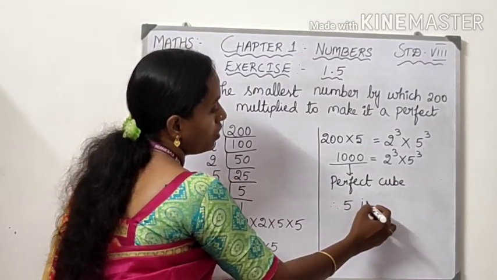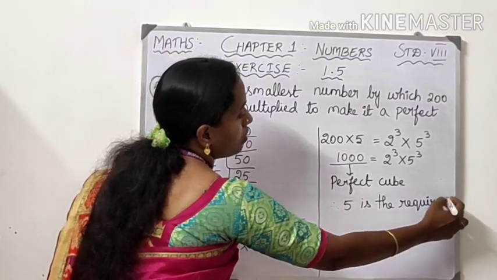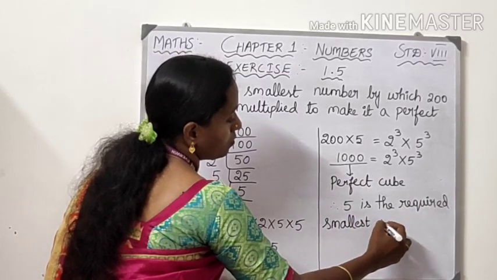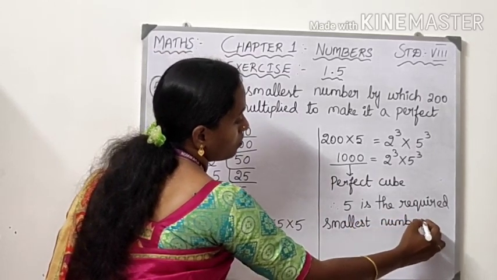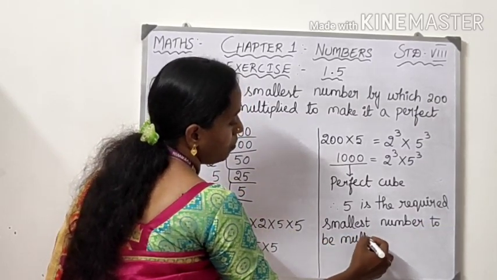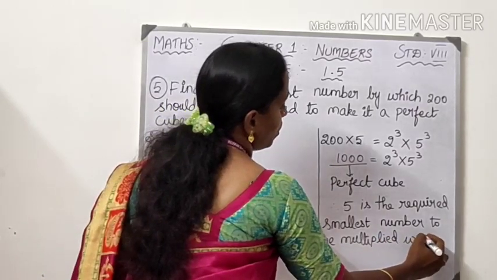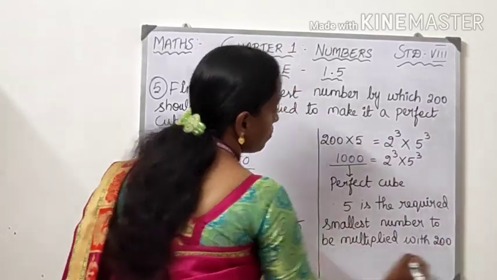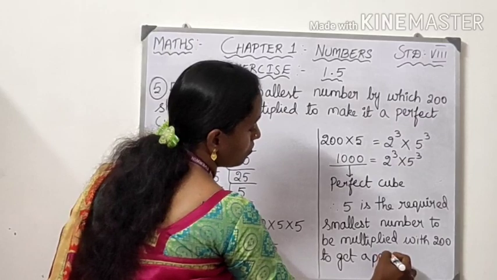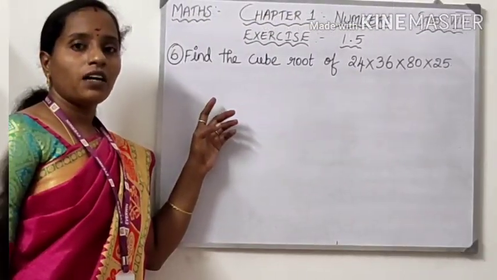Therefore 5 is the required smallest number to be multiplied with 200 to get a perfect cube. Here we have the sixth question.